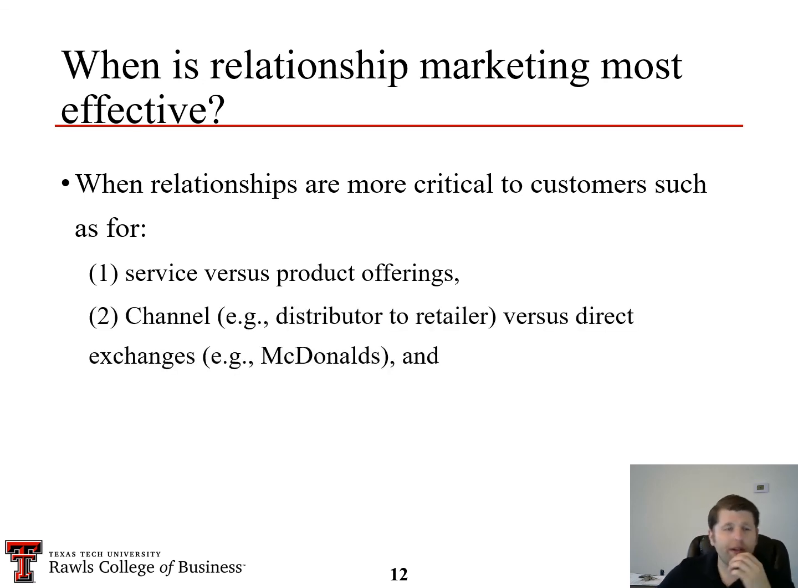It also is dependent on channel versus direct exchanges. So what I mean here is a relationship is more critical for the distributor-retailer relationship as compared to like a customer going to McDonald's. That relationship probably would be more classified as a discrete transaction. So relational exchange really isn't that key there.